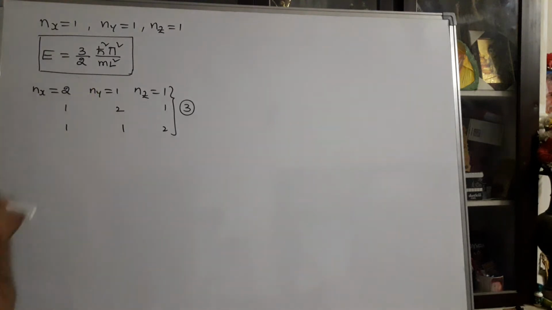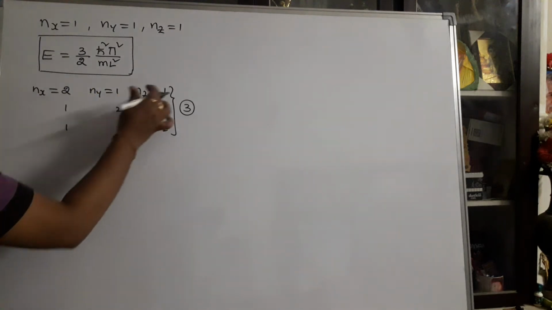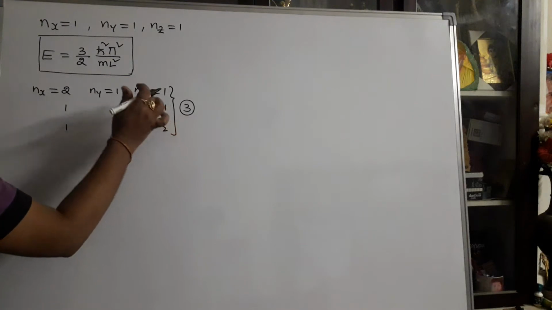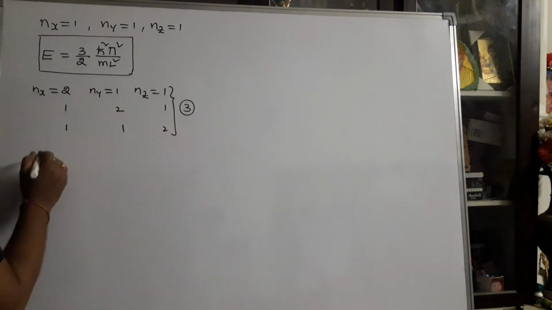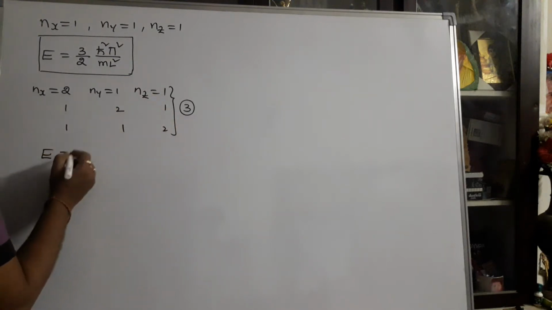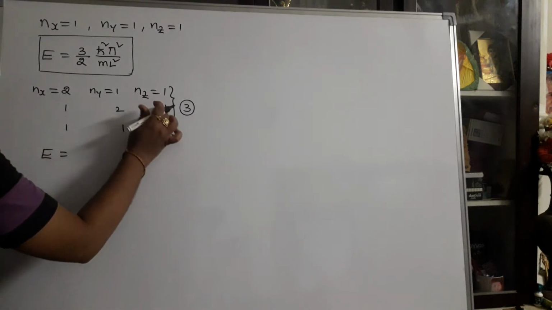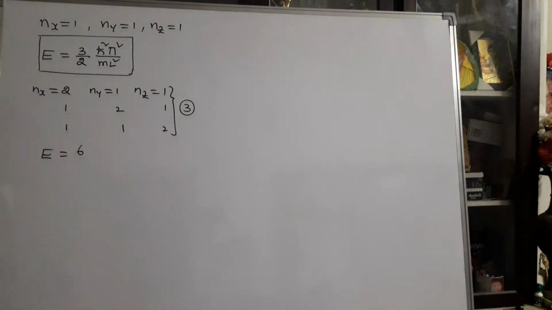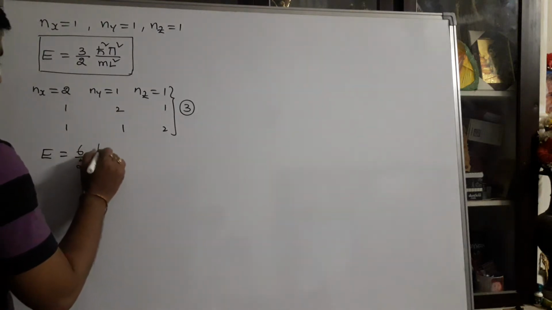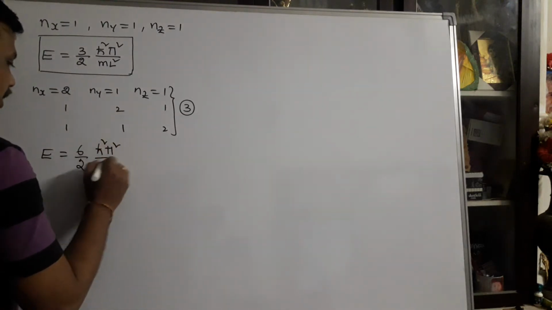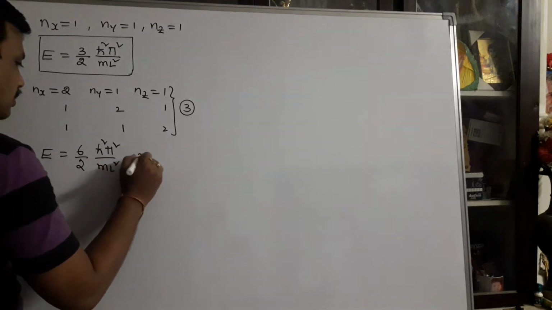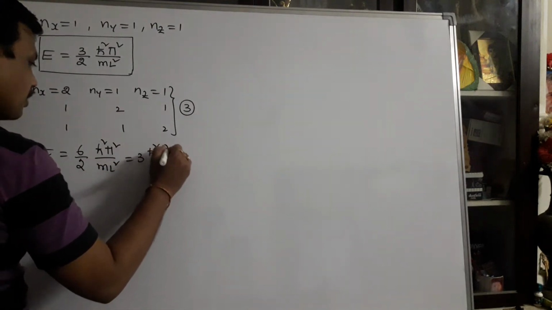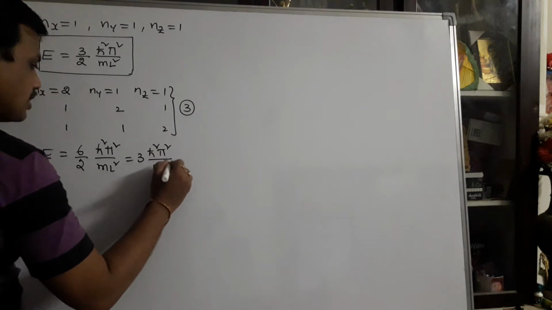You can substitute in this equation. We get 2 squared plus 1 squared plus 1 squared: 4 plus 1 is 5, 5 plus 1 is 6. So 6 by 2 into ħ²π²/mL², nothing but 3 times ħ²π²/mL².